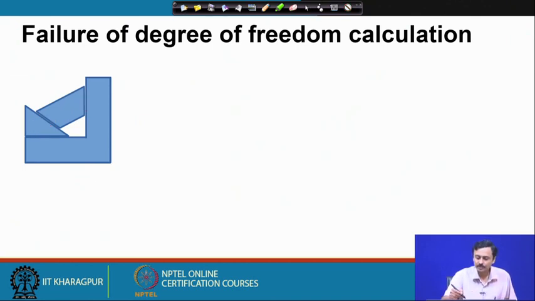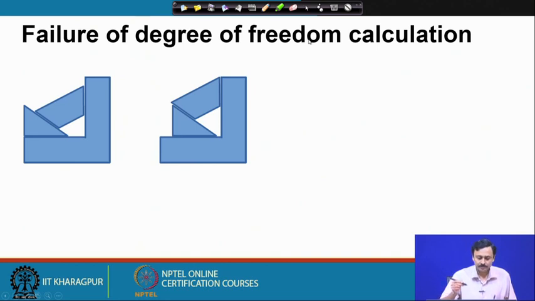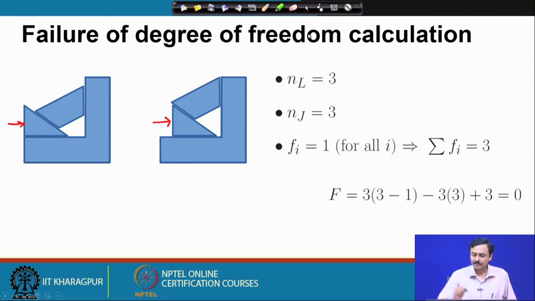So let me show you. This configuration. Now you know, if I push this triangular link, it is going to come to this configuration, and this trapezoidal link will move up. So this indeed has one degree of freedom, but our degree of freedom calculation says this has 0 degree of freedom. So again, our degree of freedom calculation has failed. It says 0, but here I have shown you that it can move.